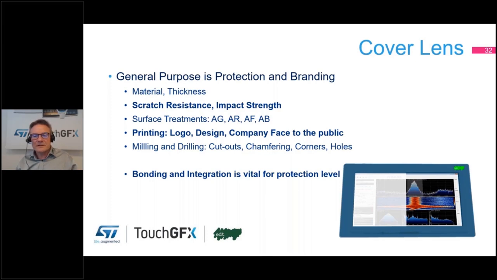Like I said, if you can have water running off more easily, then you can achieve a better sensitivity and a better touch function. Hence some kind of anti-fingerprint treatment may be the best choice for that. Finally, of course, not to forget, the bonding and integration of this display touch system is really, really vital for your protection level. So let's dig a little bit into that.